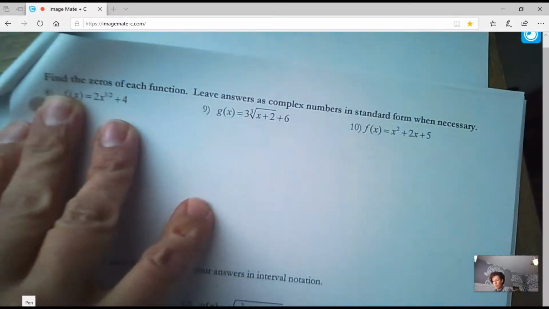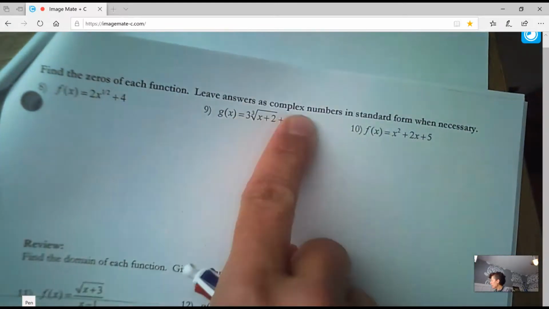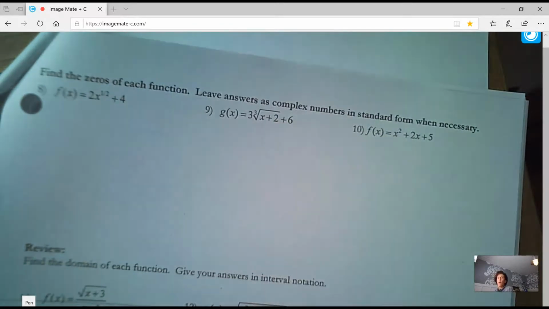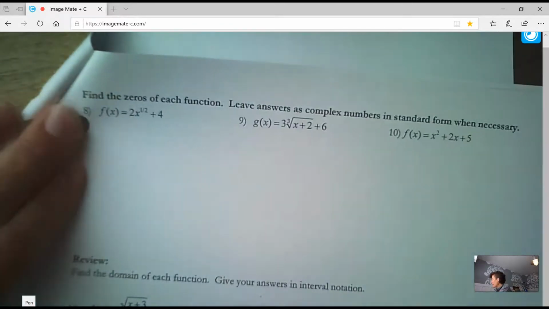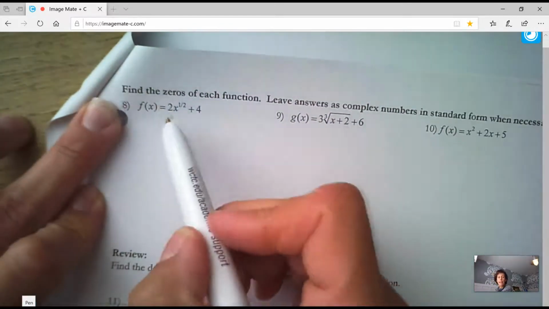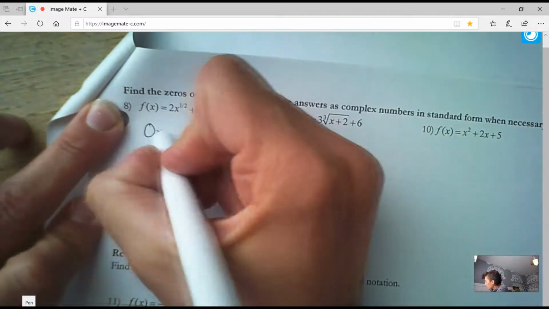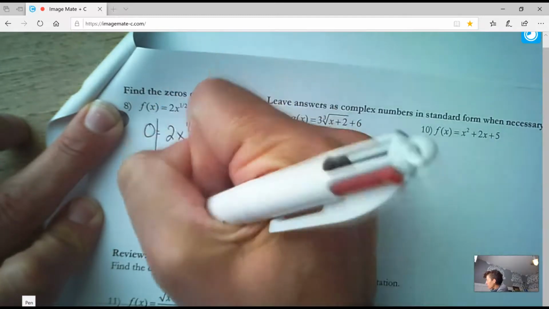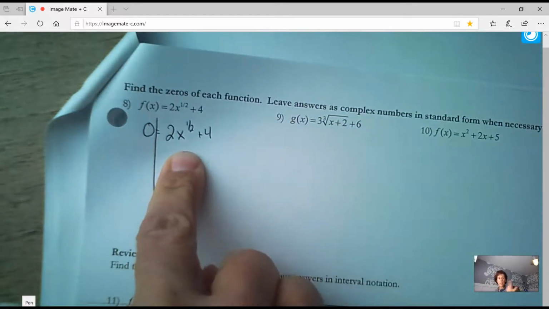All right, last 3 problems. So these problems want you to find the zeros. They do mention something as complex numbers. That's going to happen on the last one, which we haven't quite talked about, but I'll show you anyway. So finding the zeros just means I'm going to set this equal to 0. And now I'll work to get x alone. So this is like the first row of problems that we just did on the other side.